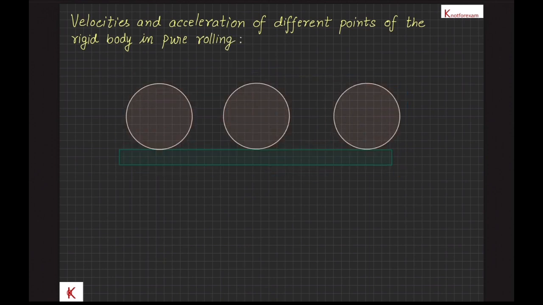We are going to discuss velocity and acceleration of different points in pure rolling. Let's take a look at the given figure of a rigid body in pure rolling moving along a straight line. For continuous pure rolling, V is equal to R omega and A is equal to R alpha.